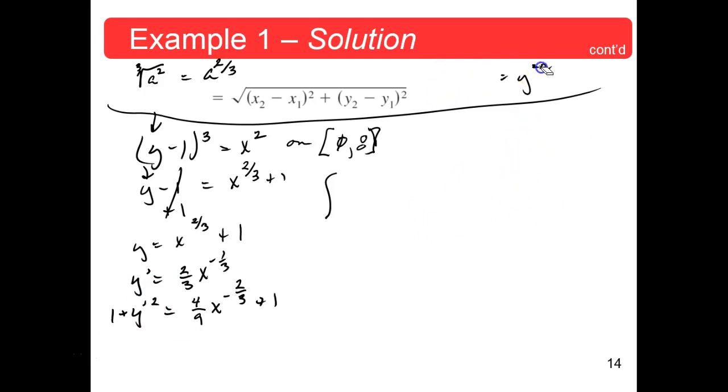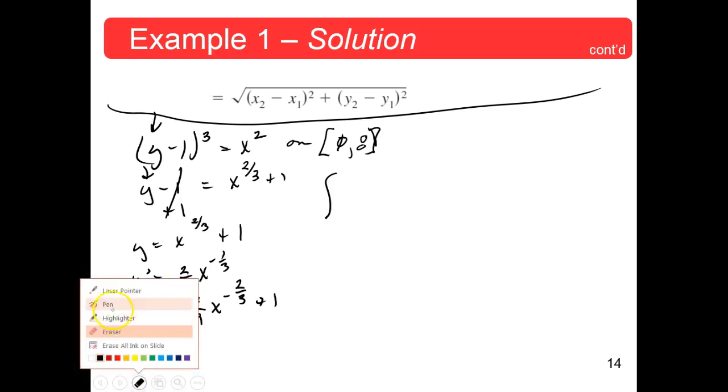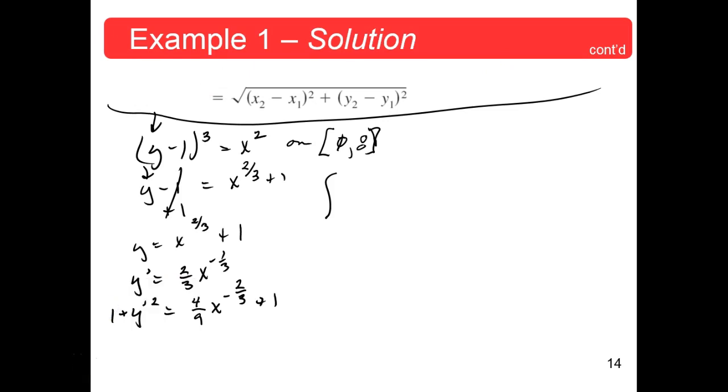Okay. I'm going to get rid of that too. Okay, sorry about that. I was answering the wrong question. So, we're finding the arc length on that interval. The interval is going from 0 to 8, and that is your x values. Okay? And then you've got the square root of this thing here, which is 4/9 x to the minus 2/3 plus 1 dx.